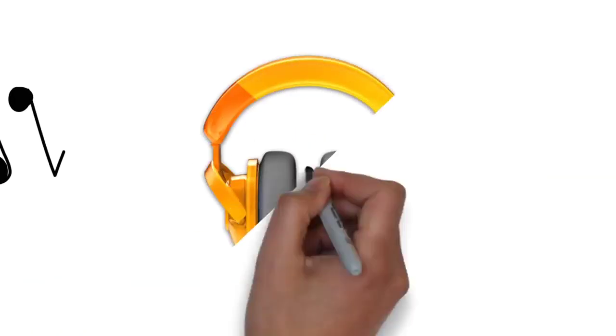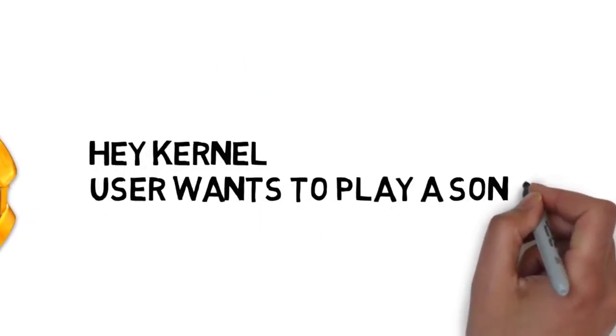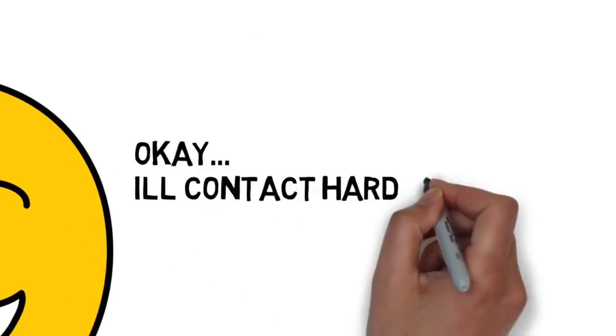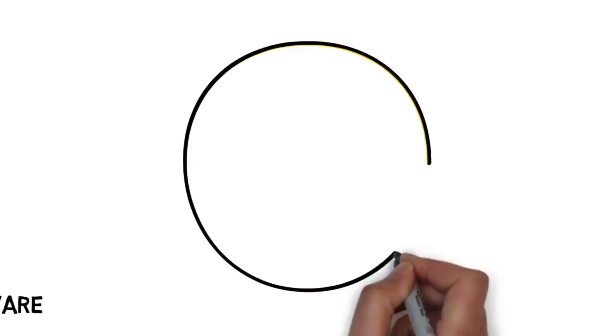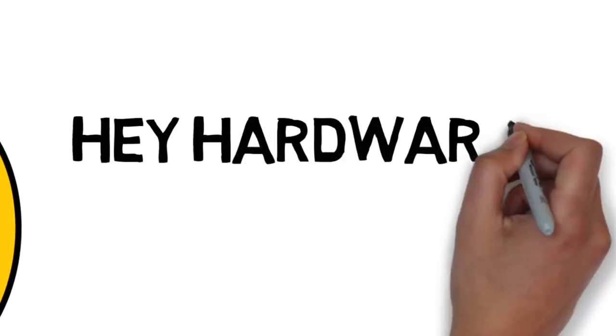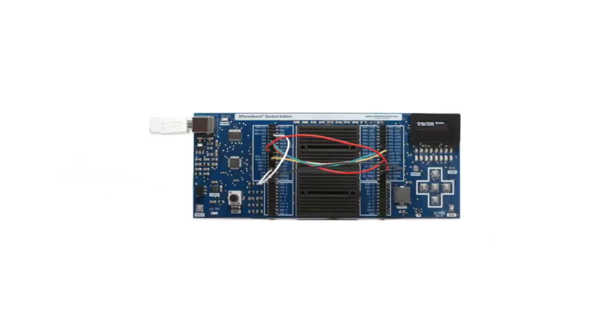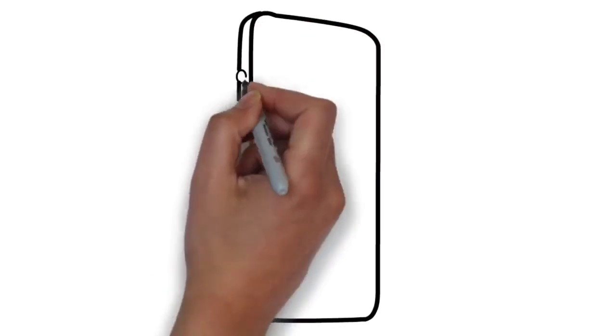Now for example, you want to play a song. You just launch your default music player. So now your music player will ask the kernel to play a song. Now your kernel, that is the bridge between software and hardware, will contact the hardware to seek permissions or to seek hardware components that will be required to play songs, like for example speakers, headphone jacks. If you have plugged in, hardware will provide the permissions to the kernel, and your phone will start playing the song.